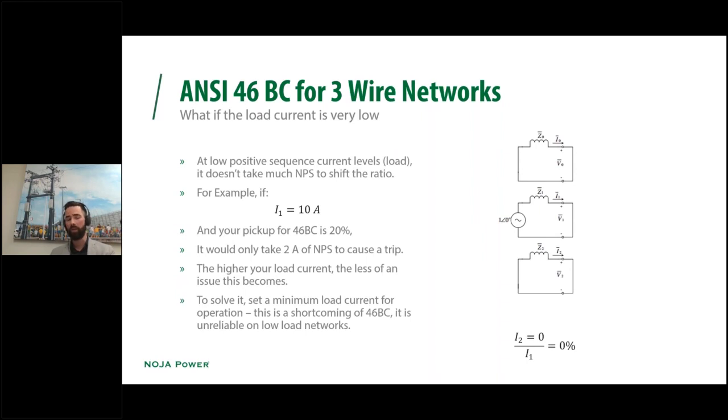So the higher your load current, the less of an issue this becomes for the 46 BC calculation. But to solve it, if you set a minimum load current for the operation, it basically gives you a limit to help mitigate those various trips at the very low load current. It is a shortcoming of 46 broken conductor, and it means that it can be a little bit less reliable on low load networks.